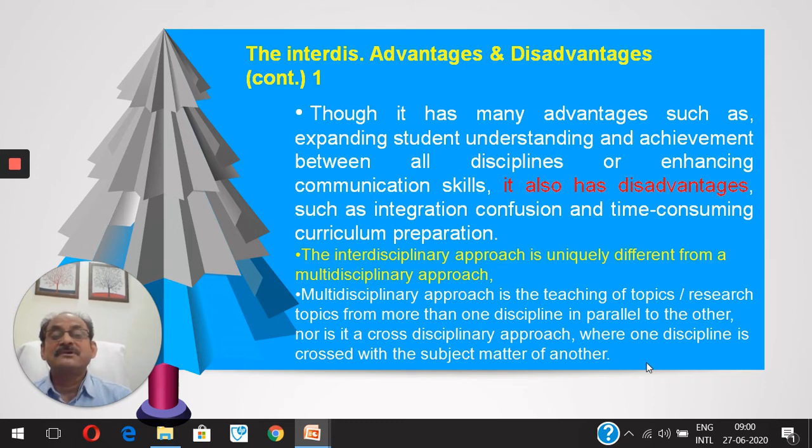Interdisciplinary approach is uniquely different from the multidisciplinary approach. I already showed that in one of the slides. What is the theme of the interdisciplinary approach? What is the theme of the multidisciplinary approach?